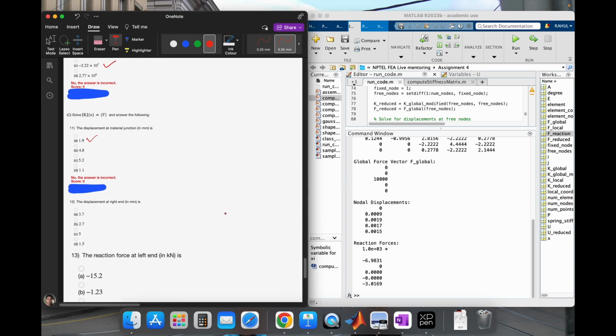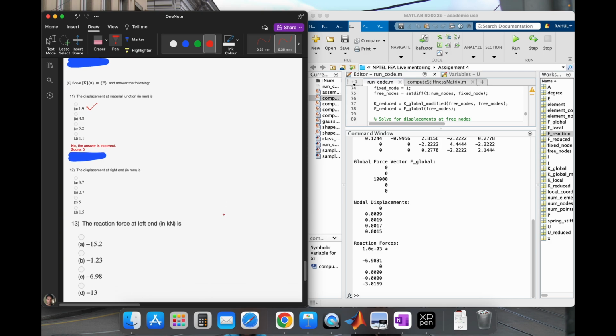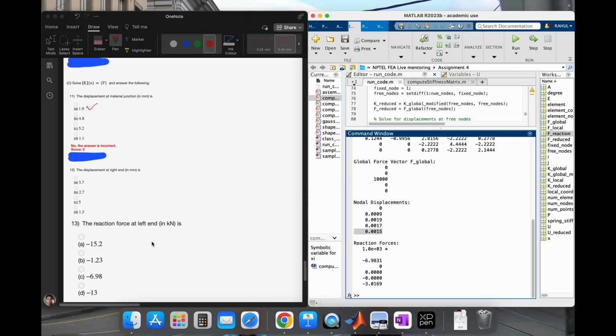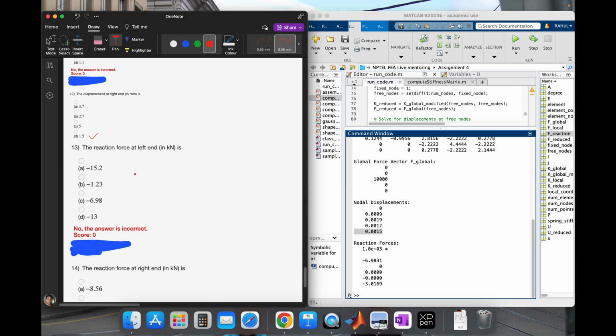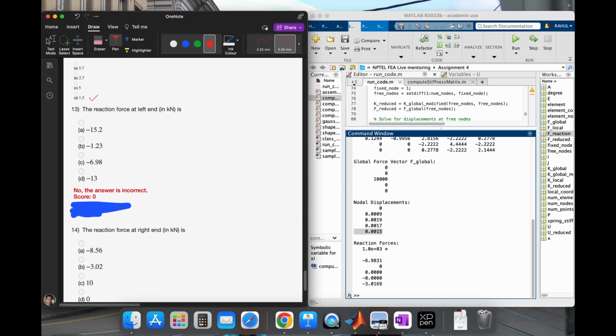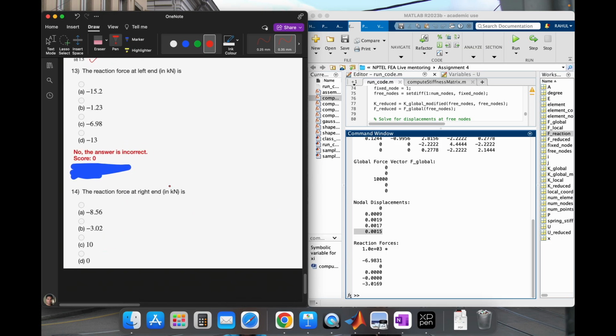What is the displacement at the right end? The right end means which node? Node 5, that is this answer, 0.0015, which means that this is our answer. Reaction force at the left end, 10 raised to the power 3. It is asking in kilonewton, that's why this is the answer. So this is all about the assignment solution.